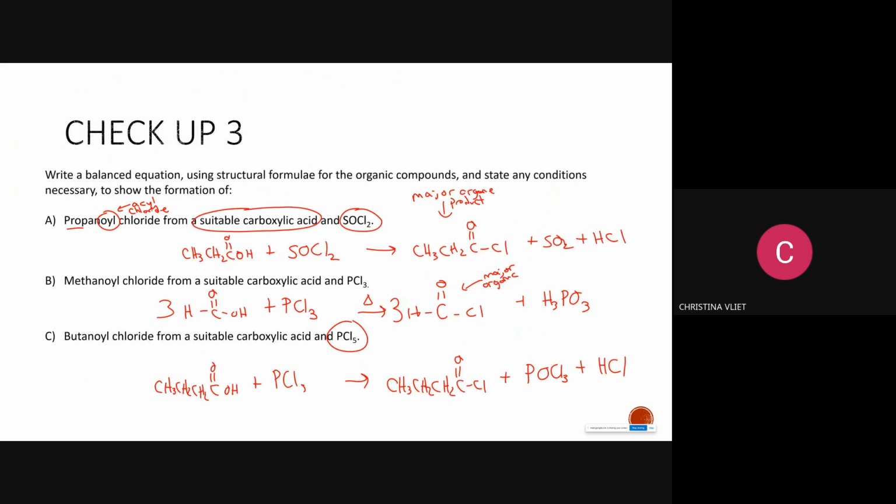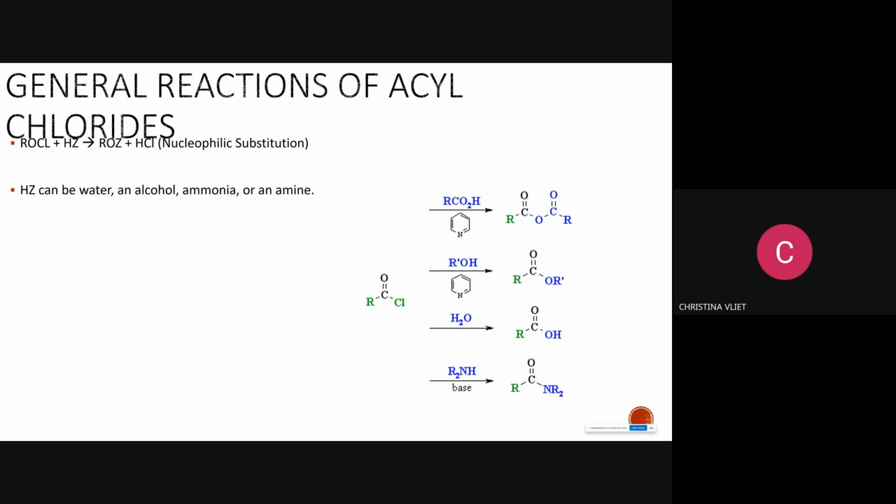All right, so once we have acyl chlorides, what do they do? That's what's going to come up next. And you can do a nucleophilic substitution. So you may want to write this a little bit larger. ROCl, where R stands for carbon, like carbons and beyond, right? So ROCl plus HZ will give you the following general reaction. So the general reaction is this.